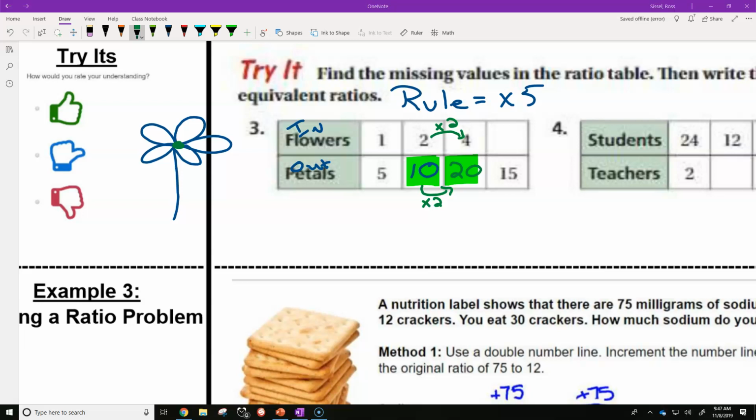Alright, last one. This one's a little trickier. How did I get how many flowers? I had 15 petals. How did we get this answer? I'm going to call you because we did something totally different. Remember, we had 15 petals. How did we find out how many flowers there were? What did you and I do together?